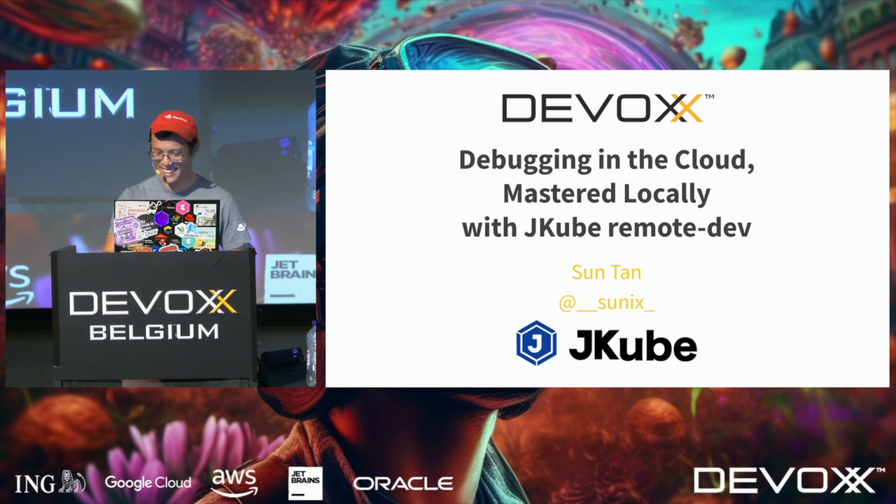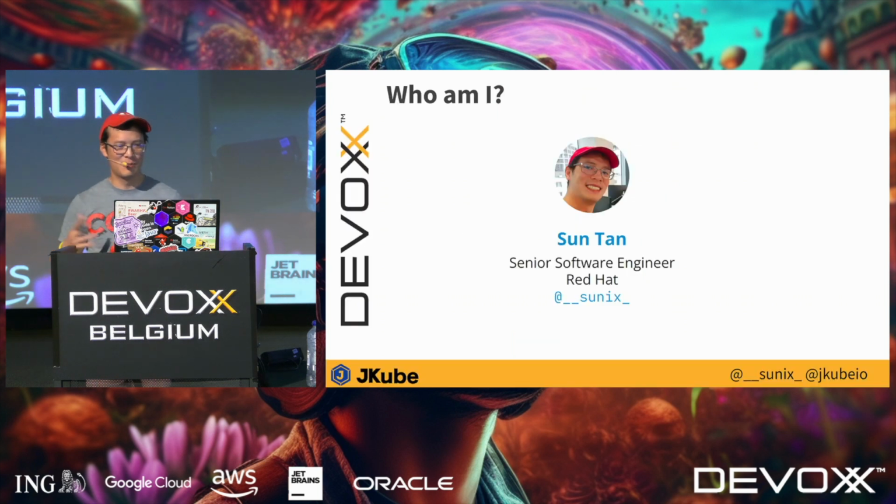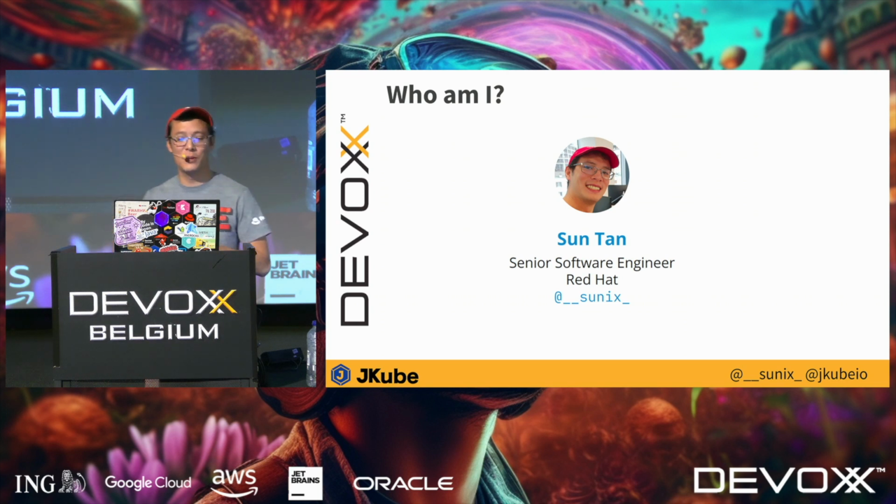Just to introduce myself before we start, my name is Santan. I work for Red Hat as a senior software engineer. At Red Hat, I work on two projects. The first one is JKube, and we're going to talk about this one. And also Fabric8, the Fabric8 Kubernetes client. We're also going to show a bit of that during the demo.